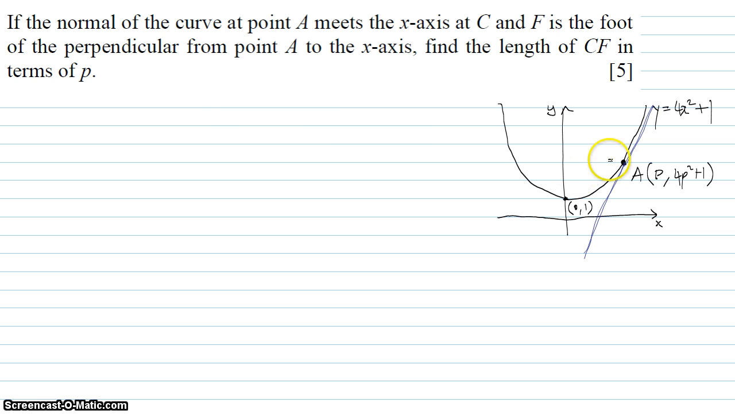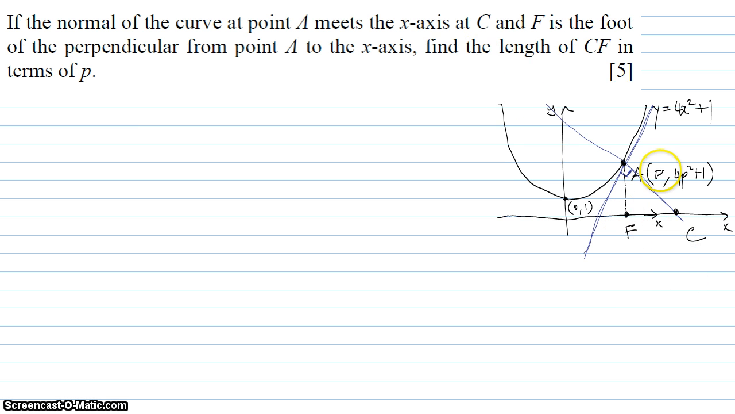And then we've got the normal to the curve at point A, which meets the x-axis at C. The normal we know is perpendicular to the tangent, so this in here is a right angle. And if I extend my x-axis along a little bit, sorry, I didn't realize I'd need more, the point here where it meets is the point C. F is the foot of the perpendicular from the point A to the x-axis. So this point here is F.